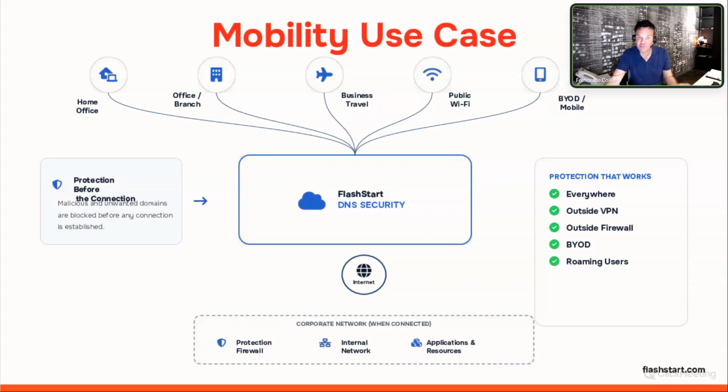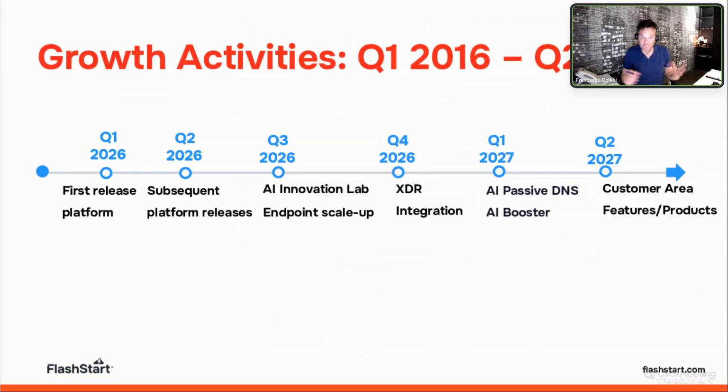In the branch office, during business travels, on public Wi-Fi, which is mainly compromised, and with bring your own device. So FlashStart DNS security works in the cloud, and thanks to the connections provided by the agent, the same level of protection working in the safe network environment can be brought everywhere outside of the company.